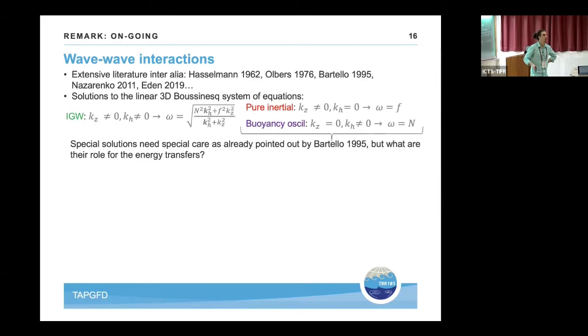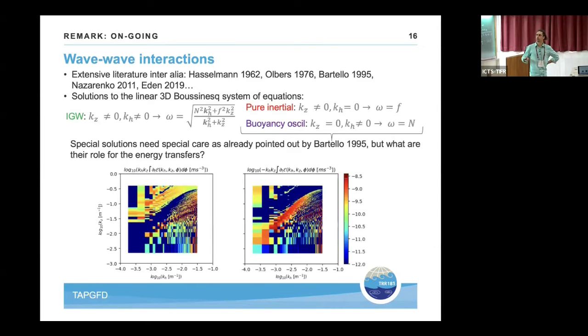So we reevaluate the scattering integral following Carsten's derivations from 2019, and we get to this picture. Here I'm showing the energy change, the content energy spectrum of the energy change due to wave-wave interactions, shown against KH and KZ in a logarithmic plot. This is the positive part, and this is the negative one. All this energy that you see here is going out of these wave numbers and going into this plot here, basically. And we see that the pattern is quite similar.